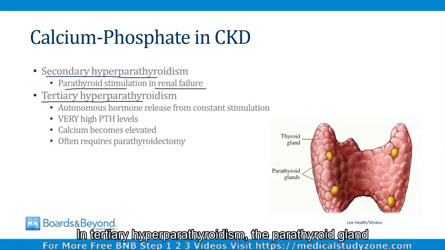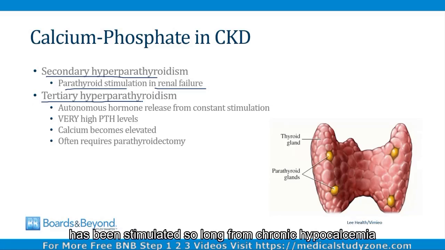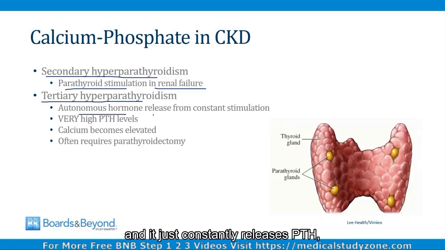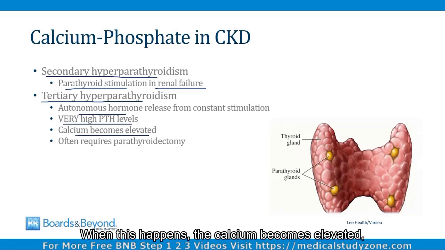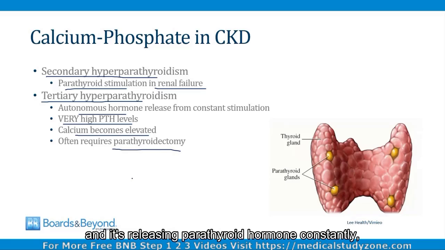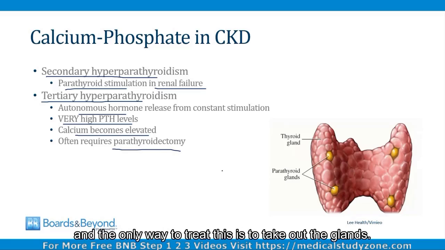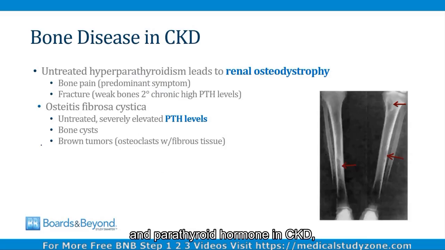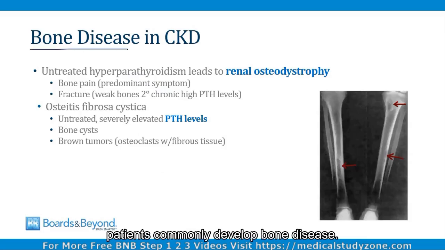In tertiary hyperparathyroidism, the parathyroid gland has been stimulated so long from chronic hypocalcemia due to renal failure that it becomes autonomous and it just constantly releases PTH, and the levels of PTH can get very high. When this happens, the calcium becomes elevated, and these patients often need a parathyroidectomy to control the calcium level, because basically what's happened is their parathyroid gland has gone rogue and it's releasing parathyroid hormone constantly. The only way to treat this is to take out the glands. Because of the abnormalities of calcium, phosphate, and parathyroid hormone in CKD, patients commonly develop bone disease. So if you don't treat the hyperparathyroidism of chronic kidney disease, patients will develop what's known as renal osteodystrophy.